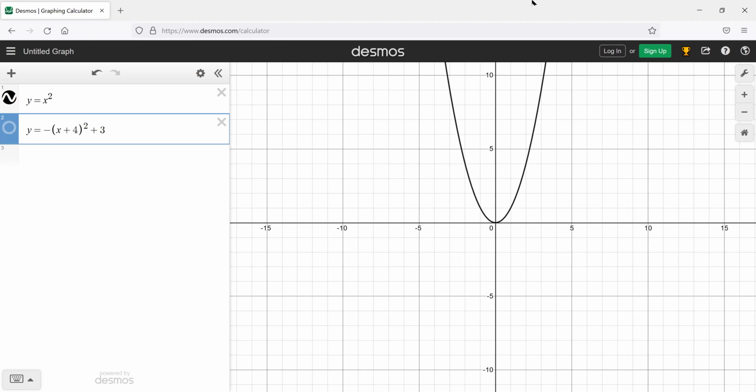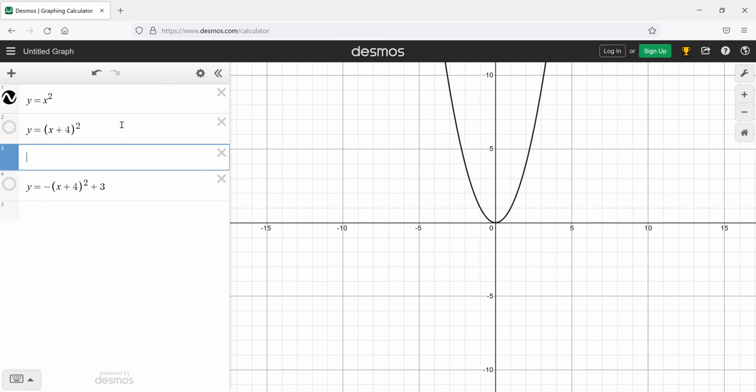Would it go to the right 4 times now? No, it has nothing to do with that negative outside. There's a disconnect here. Let's piece this together one at a time. What does x plus 4 squared do? It moves over 4. That plus 3 would make it go up 3 once it already moves over 4.